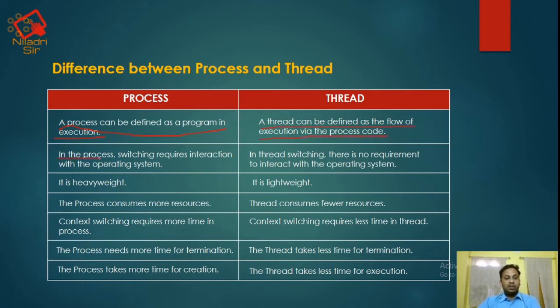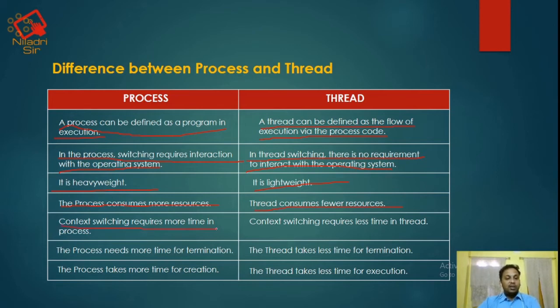Next point, in a process, switching requires interaction with the operating system. In thread switching, there is no requirement to interact with the operating system. A process is heavyweight, but a thread is lightweight. The process consumes more resources as it is bigger, but a thread consumes fewer resources as it is smaller than a process.